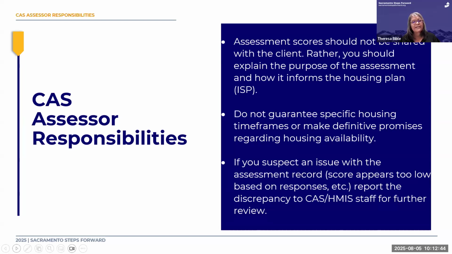If you suspect an issue with the assessment record, perhaps in HMIS, the score appears too low based on the client's responses, report this discrepancy to the CAS or HMIS staff so that they can further review it and figure out why the error is happening. Next slide.